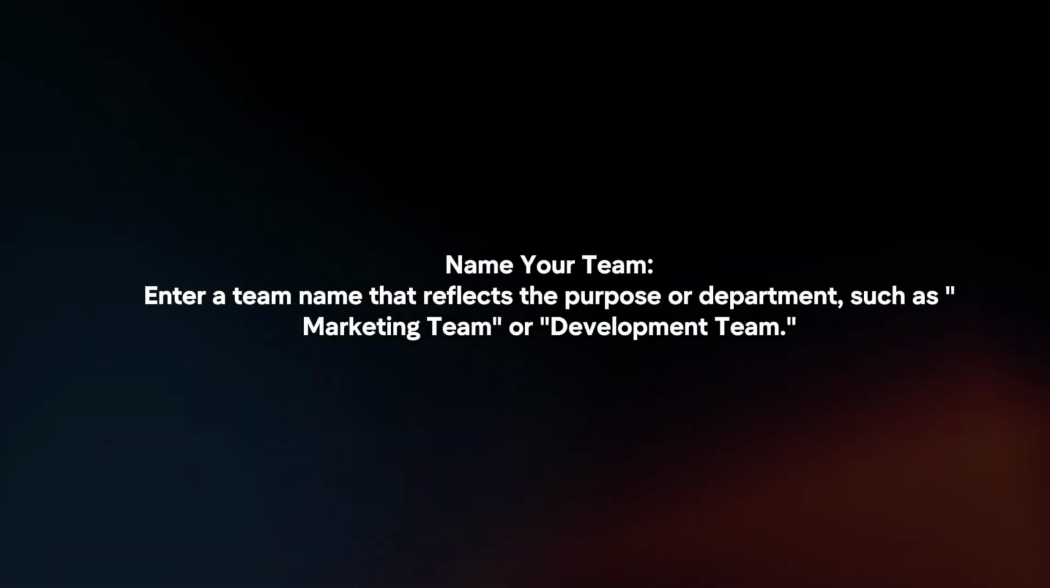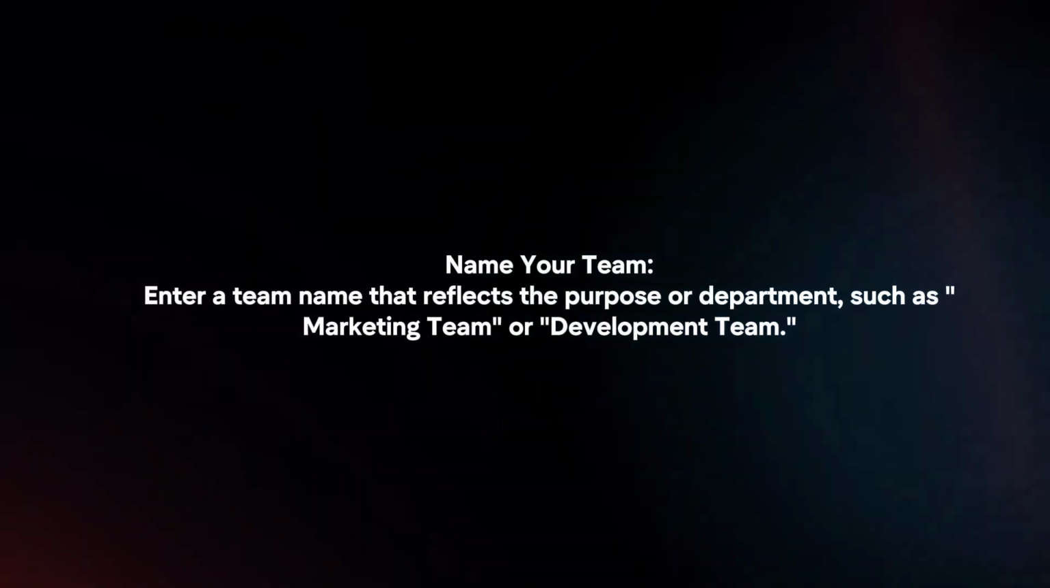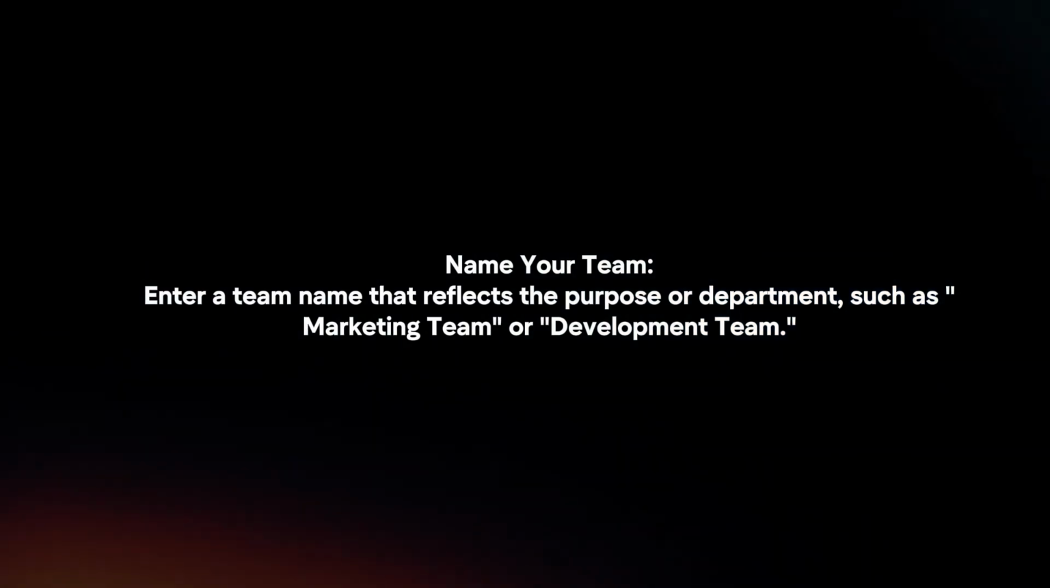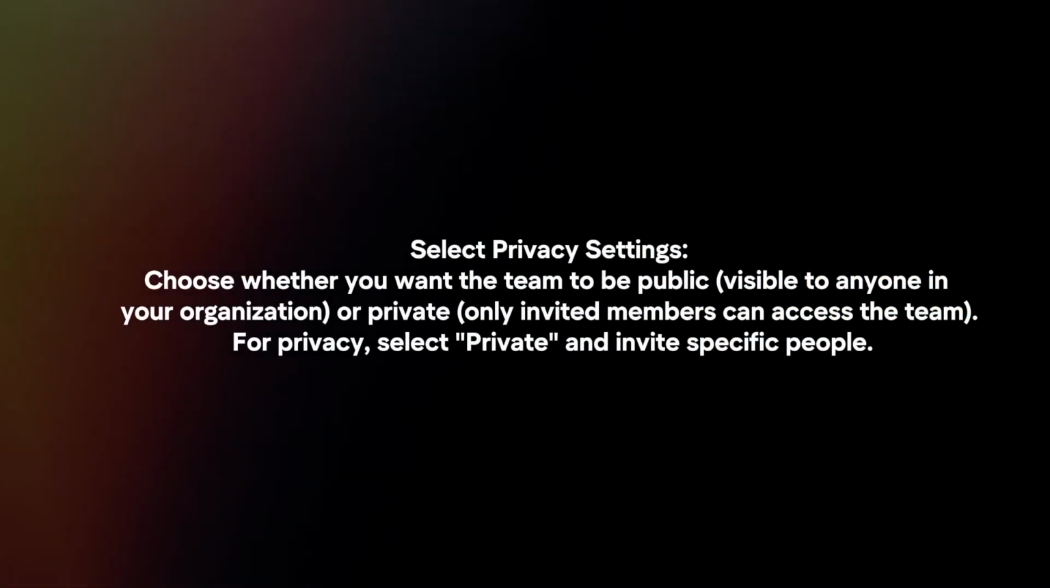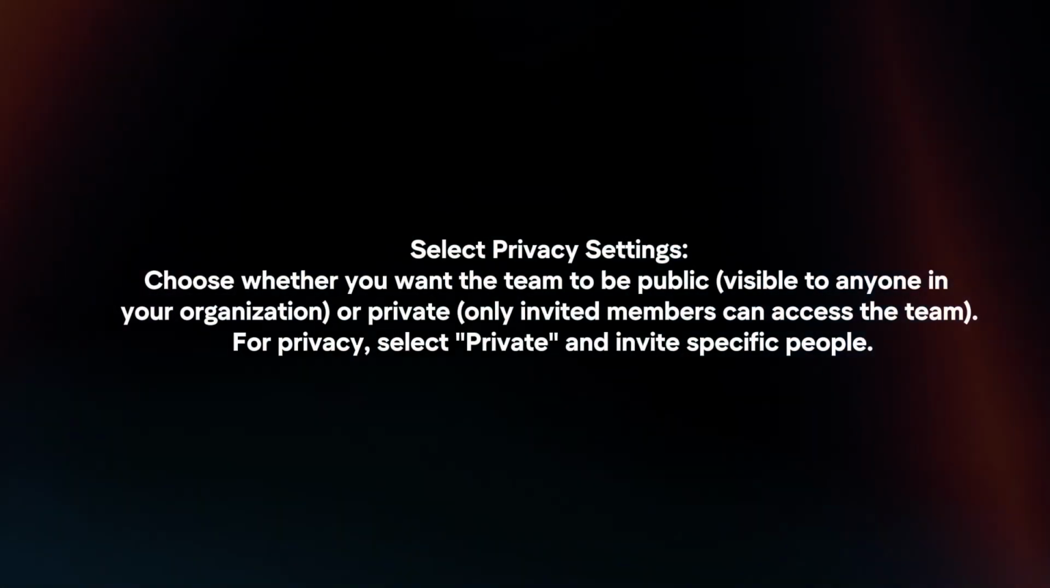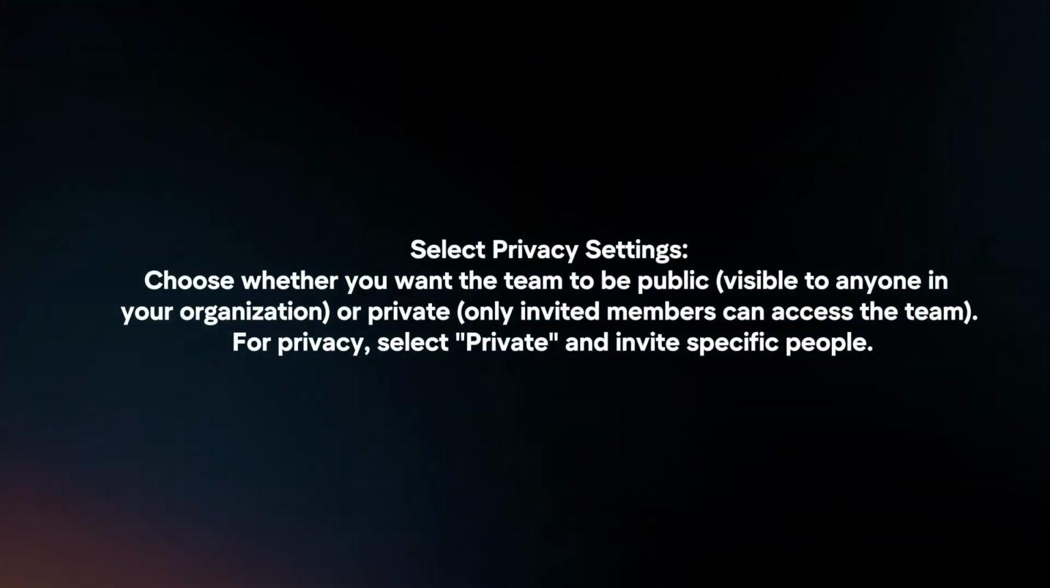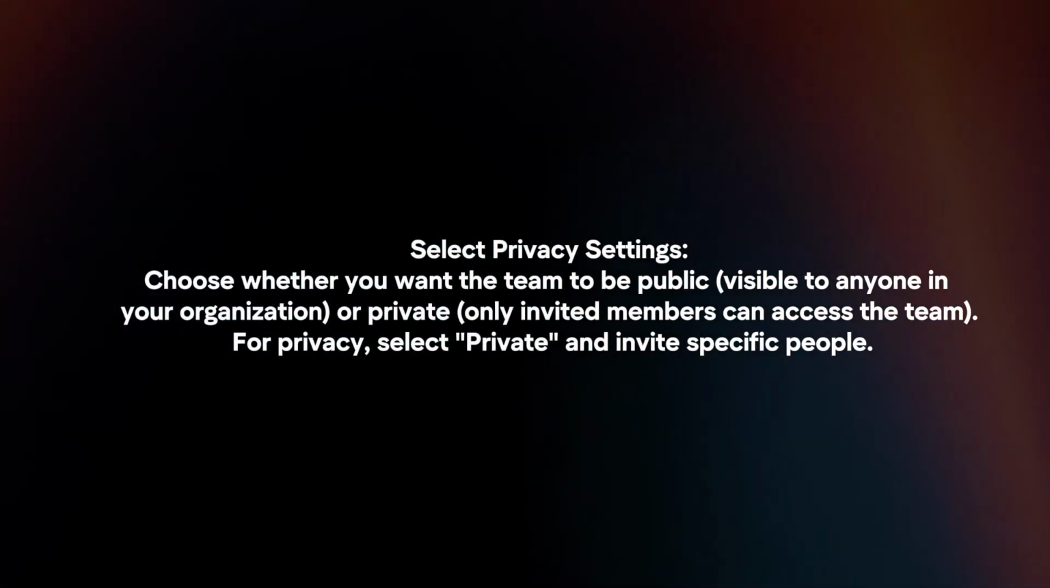Name your team. Enter a team name that reflects the purpose or department, such as marketing team or development team. Select privacy settings. Choose whether you want the team to be public or private. For privacy, select private and invite specific people.